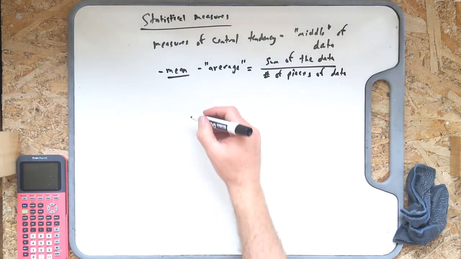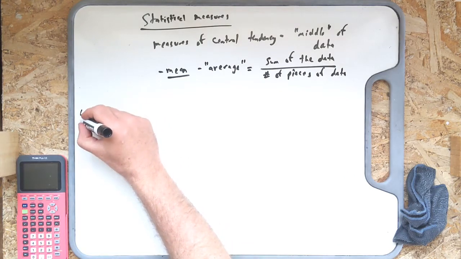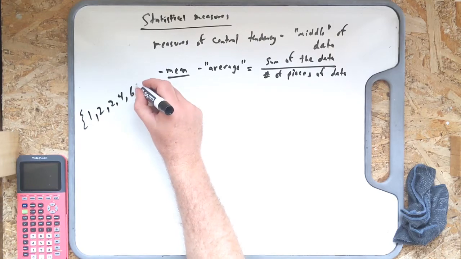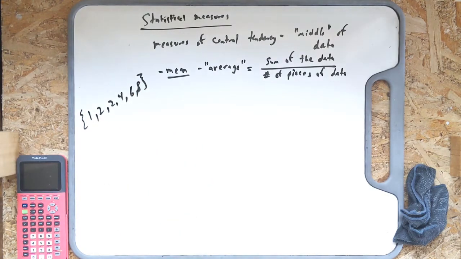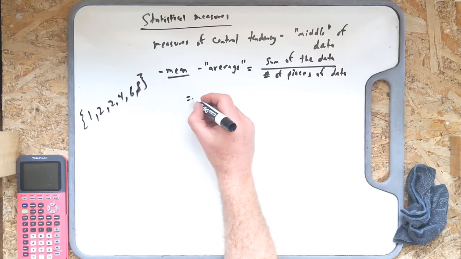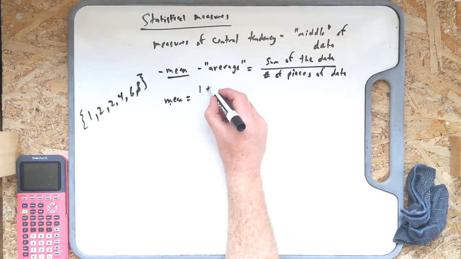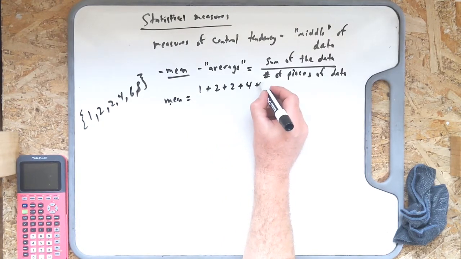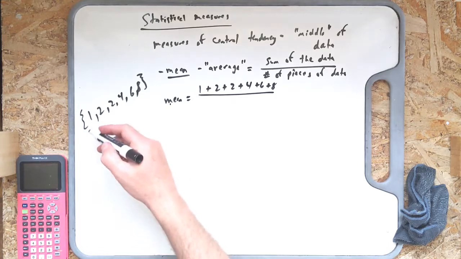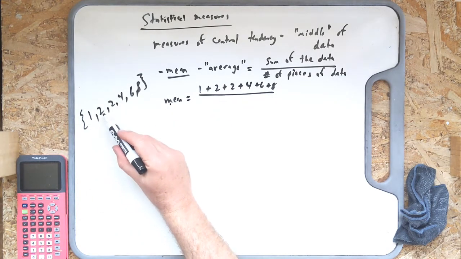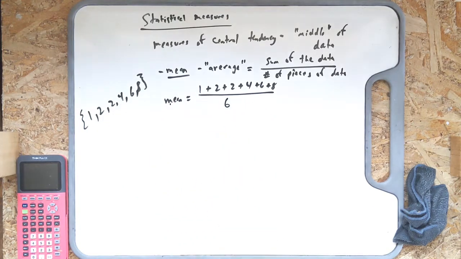Let me give you an example. Let's say I have a data set, and I'm going to use this data set for this whole thing. We'll do a simple one: 1, 2, 2, 4, 6, 8. There's my data set. I collected 6 pieces of data. So what is the average of that? The mean is equal to 1 plus 2 plus 2 plus 4 plus 6 plus 8. So add all the pieces of data up, and then divide by the number of pieces of data, which in this case is 1, 2, 3, 4, 5, 6, 6.